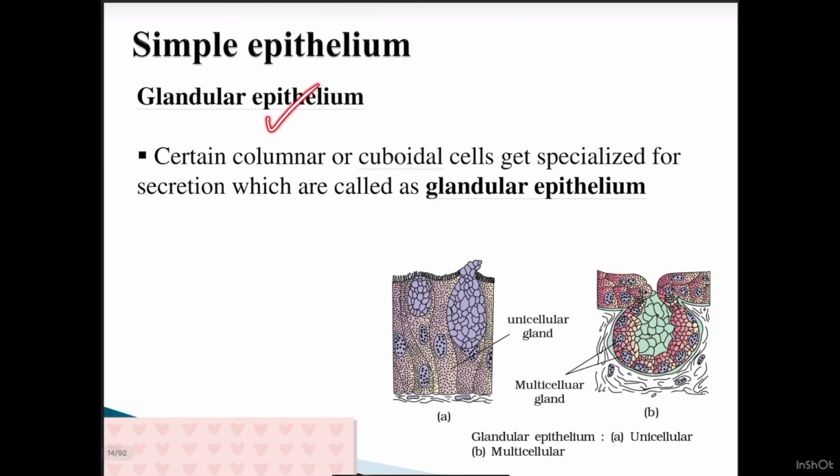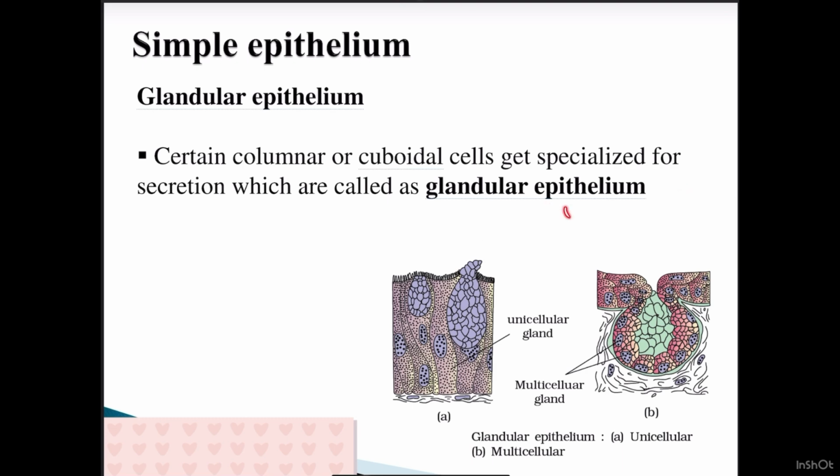And now glandular epithelial tissue. Glandular epithelial tissue can be formed by columnar or cuboidal cells. It is specialized for secretion, hence it is called glandular epithelial tissue. Based on the cell number, it is divided into 2 types: unicellular gland and multicellular gland. This diagram is considered a multicellular gland, and this diagram is considered a unicellular gland.